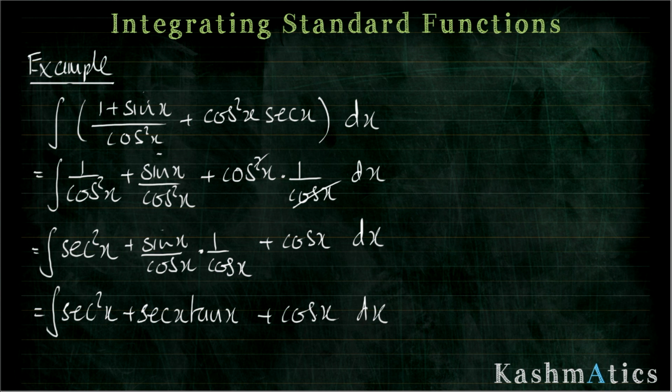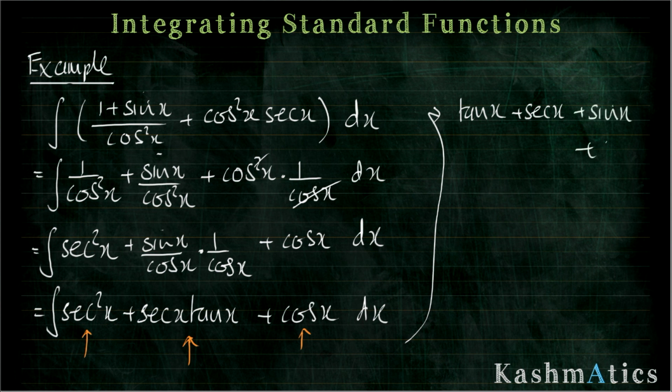So what I've actually got now is lots of terms I can actually integrate. Sec squared x, that's turned up loads, that becomes tan x. Sec x tan x, you should recognize that. If you look at your list, you should see that as the derivative of sec x, and cos x is the derivative of sin x. So I can write my final answer now. My final answer becomes tan x plus sec x plus sin x, add c. Okay, so that's my final answer.